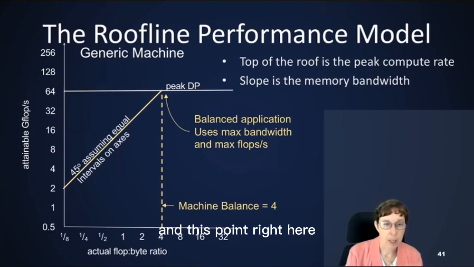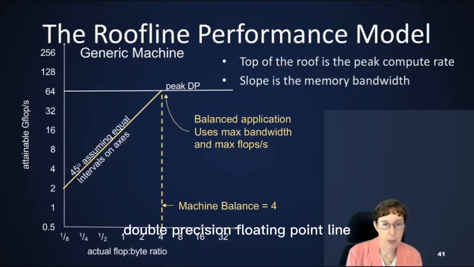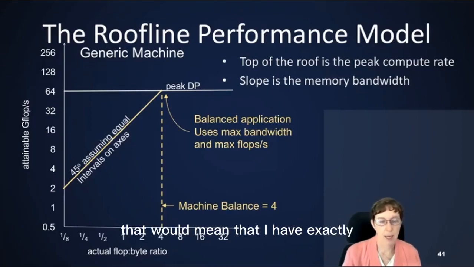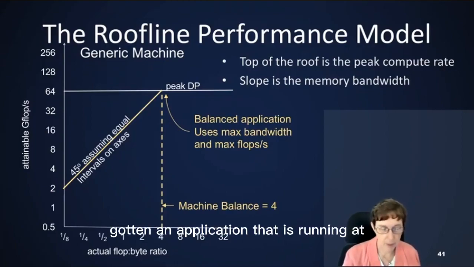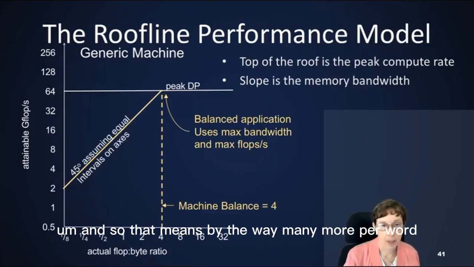And this point right here, where the machine balance line intersects the peak double precision floating point line, well, what would it mean if I had an application that's running right here at this performance? That would mean that I have exactly gotten an application that is running at 4 floating point operations per byte. And so that means, by the way, many more per word.